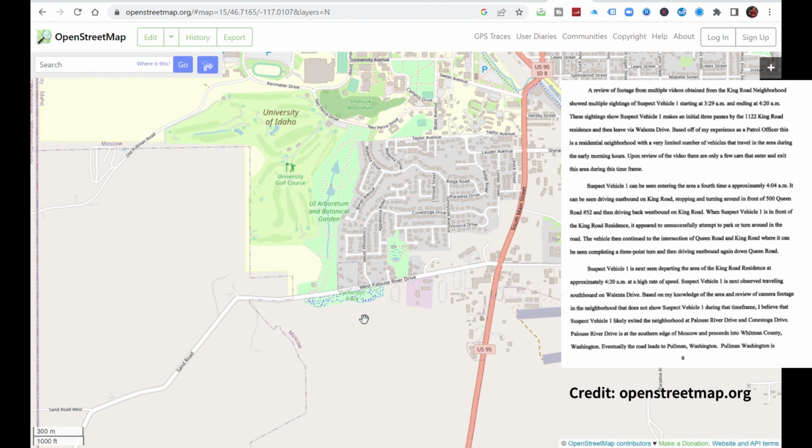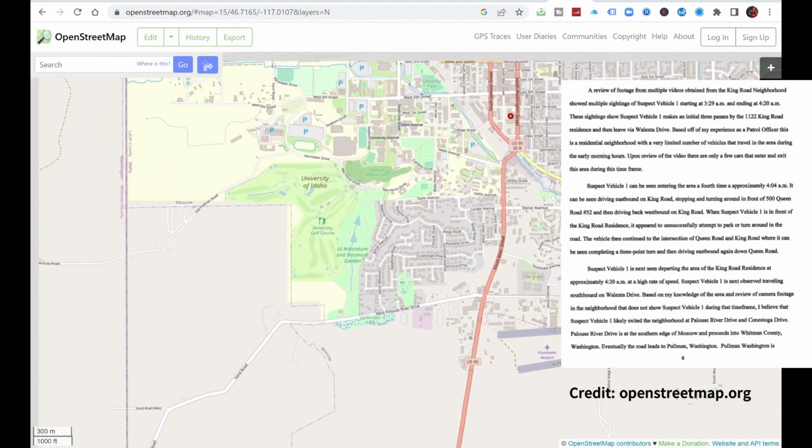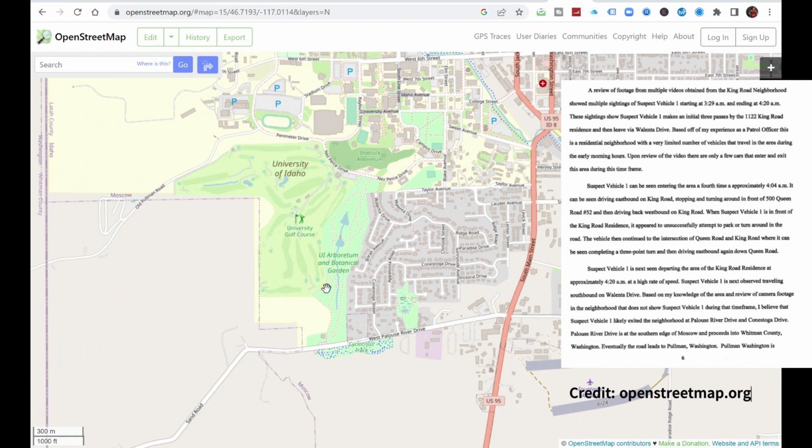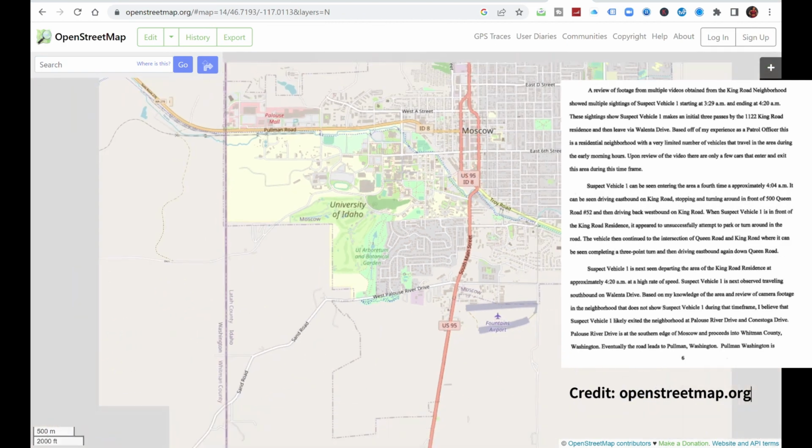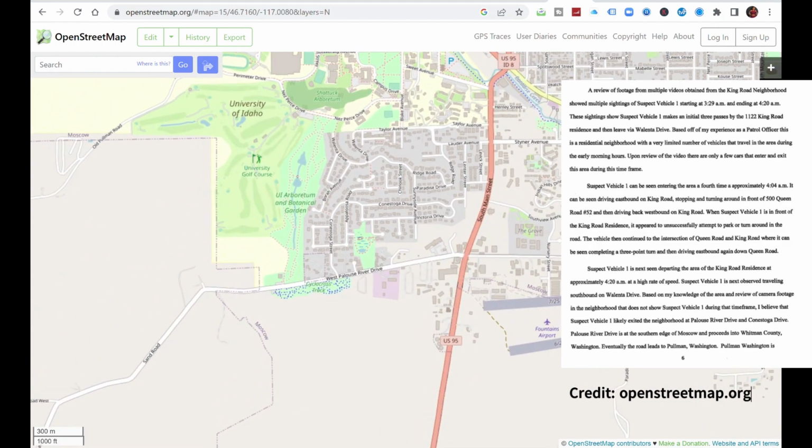It's at the southern edge of Moscow. And this is what the affidavit actually says. Southern edge of Moscow and proceeds into Whitman County, Washington. So remember that state line that I was showing you before, Washington State and Idaho. So it's saying that the vehicle left this area and then headed back. And you can see here University of Idaho here also. But now you can see where that state line is that I was just referring to.